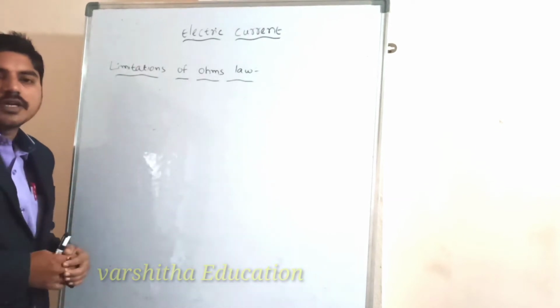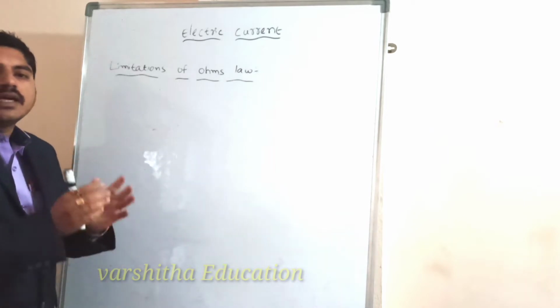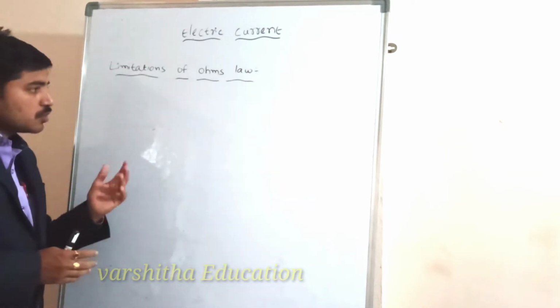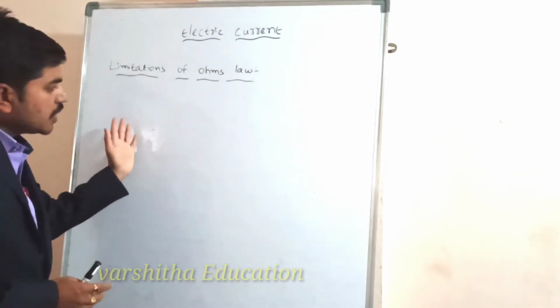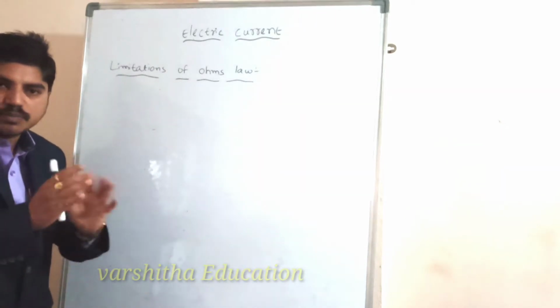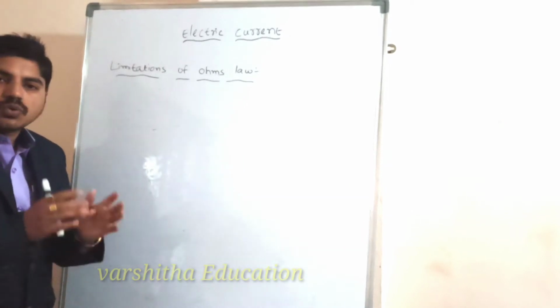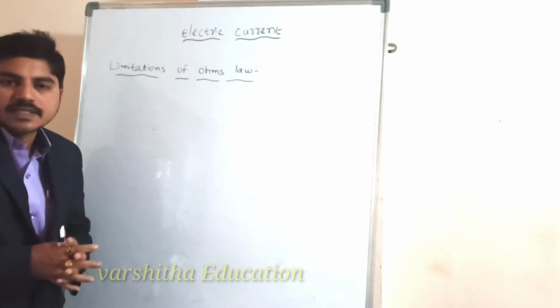We can easily identify. So Ohm's law fails to explain gaseous conductors. The potential difference is directly proportional to the current passing through the conductor. That is the main concept of the formula of Ohm's law. So Ohm's law failed to explain gaseous conductors.